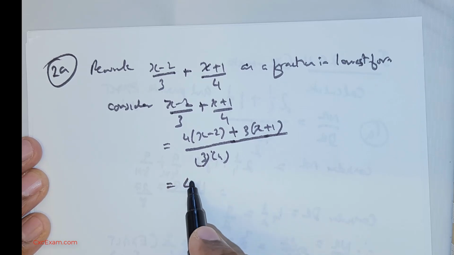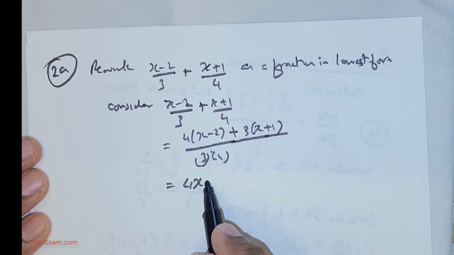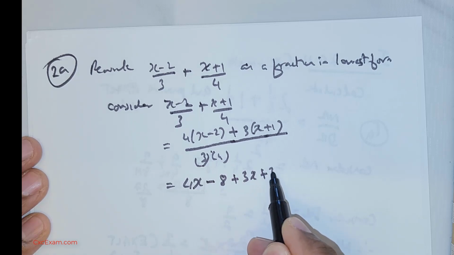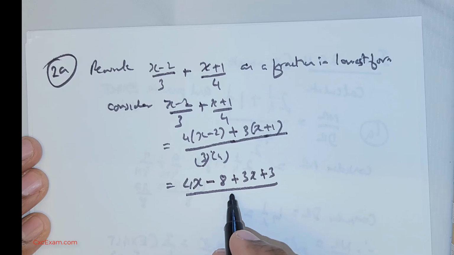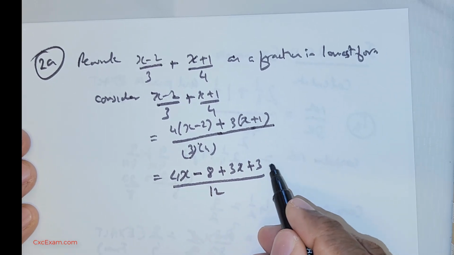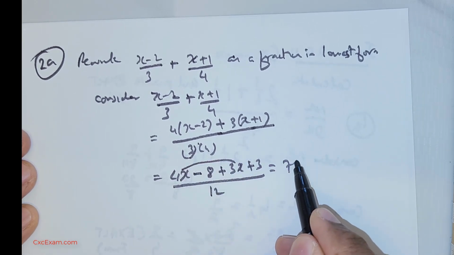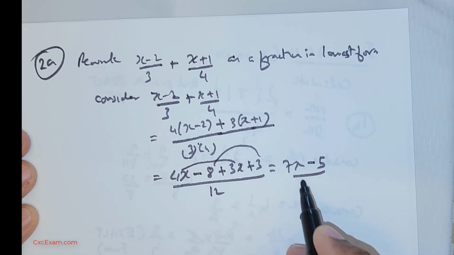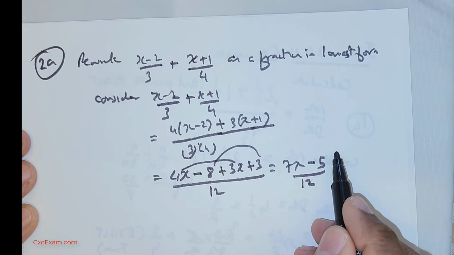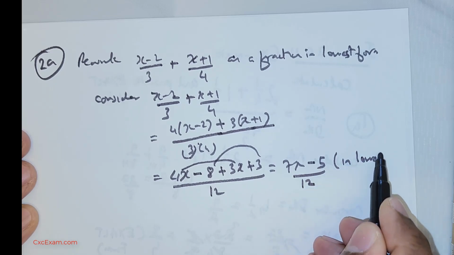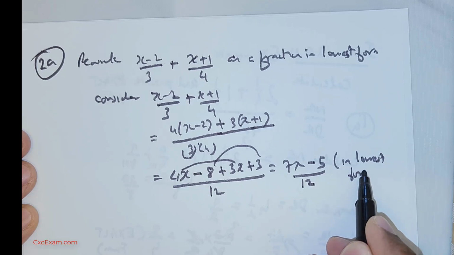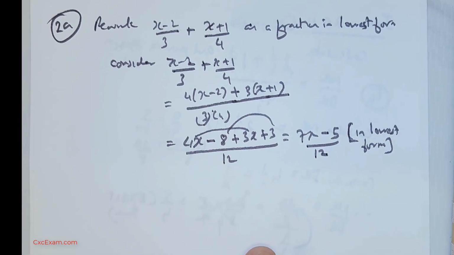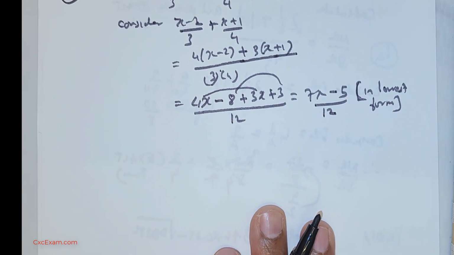So this can be rewritten by distributing. 4 times x is 4x, 4 times 2 is 8, 3 times x is 3x, 3 times 1 is 3, and 3 times 4 is 12. This is equal to 4x added with 3x is 7x, negative 8 added with positive 3 will give you negative 5, divided by 12. So this is in lowest form. We can write it like that.